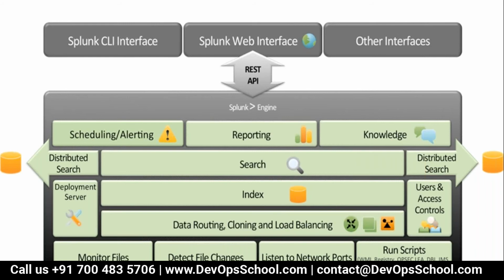So in the Splunk engine, you have components for scheduling and alerting, reporting, knowledge base, search, and index, which is stored. You have ways for distributed search also, users and access control, data routing, cloning and load balancing also, monitoring files, detecting file changes, listening to network ports, running a script. Many features you have in the Splunk engine. So these are the components you have.